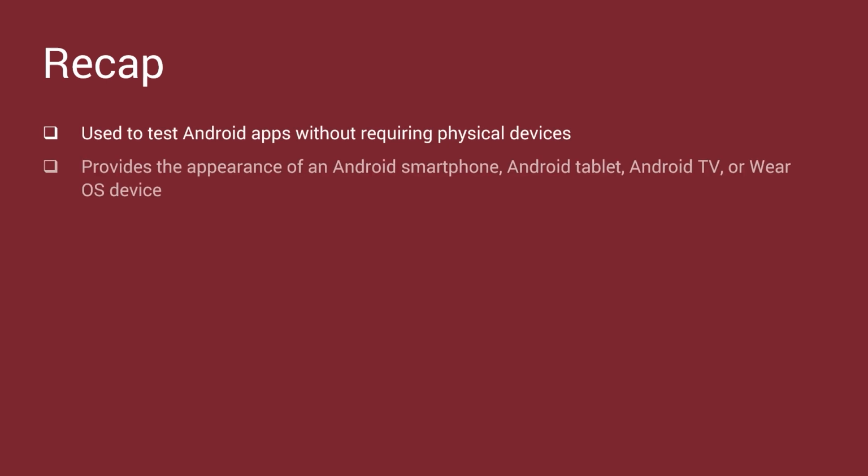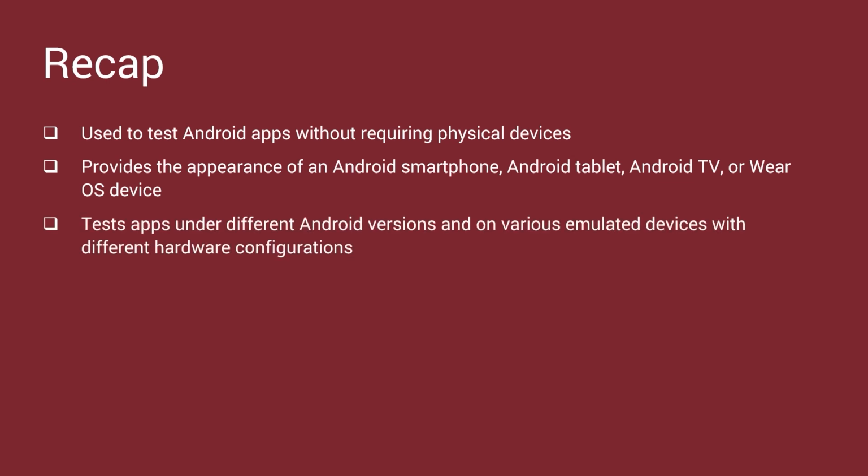In this video, you learned that the Android SDK emulator is used to test Android apps without requiring physical devices. The emulator provides the appearance of an Android smartphone, Android tablet, Android TV, or Wear OS device. The emulator can test apps under different Android versions and on various emulated devices using different hardware configurations.